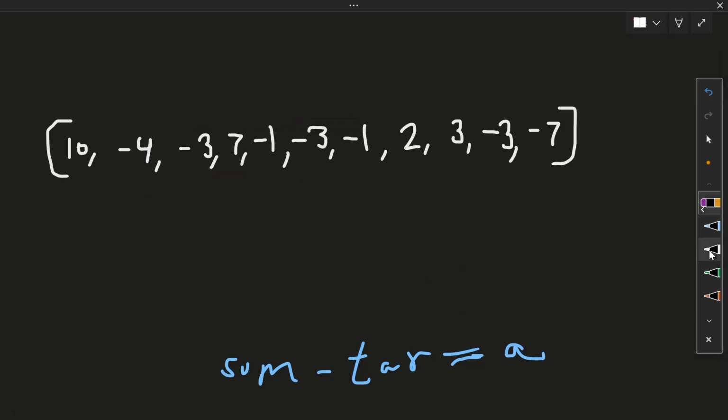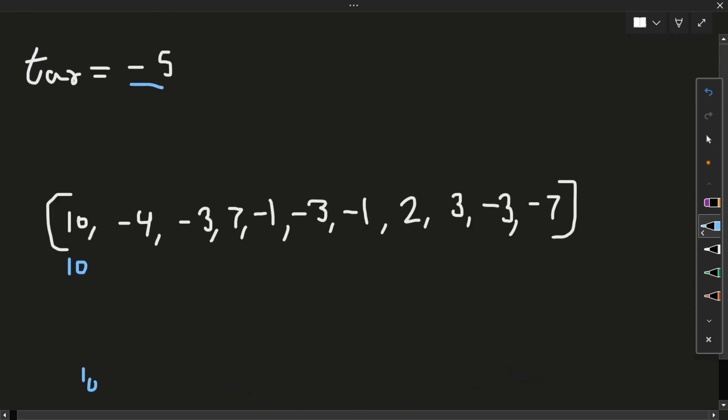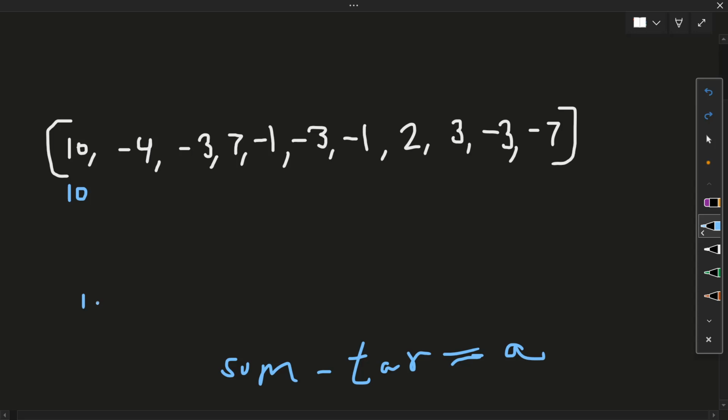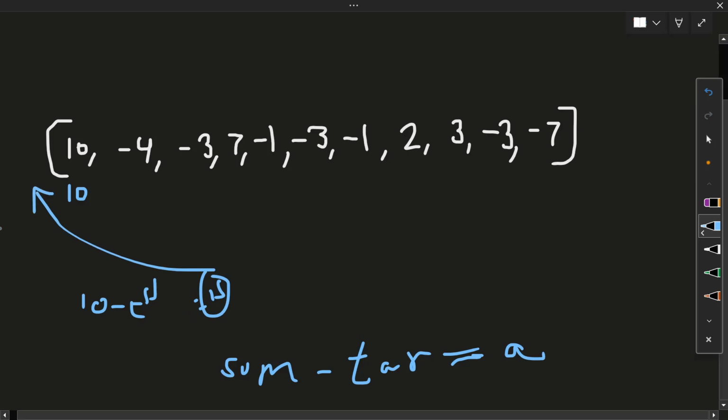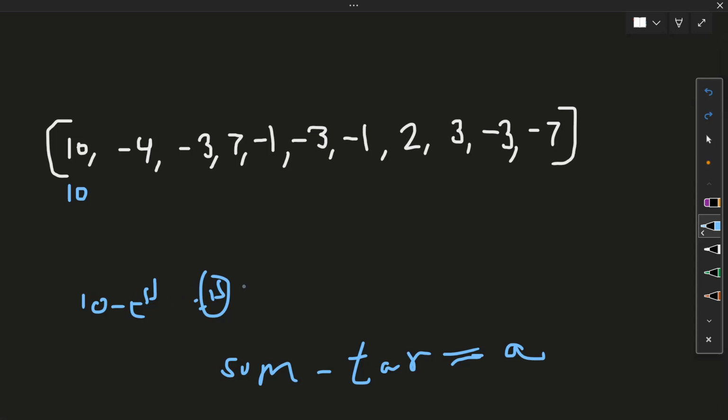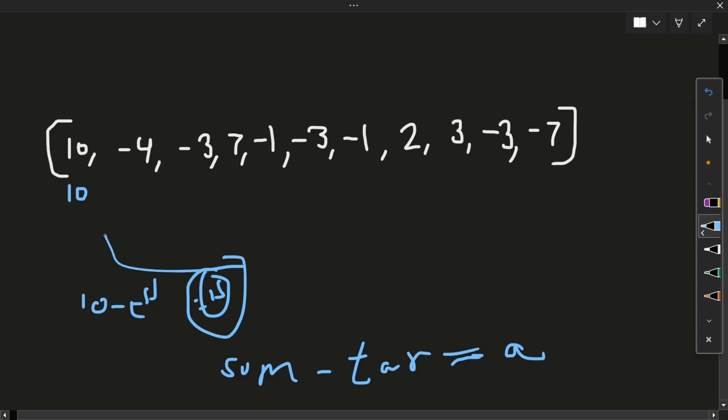Let's try to run the algorithm. First, our sum is 0. Here the sum is 0, and now the sum is 10. So we need to check 10, and the target is minus 5. 10 minus minus 5, which means 15. Is 15 there before that? No, 15 is not there. So we just moved ahead. How do we check if 15 is there?